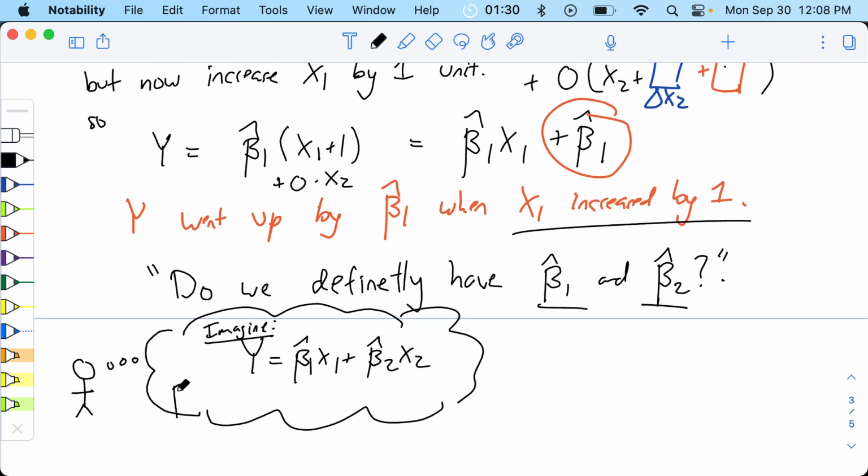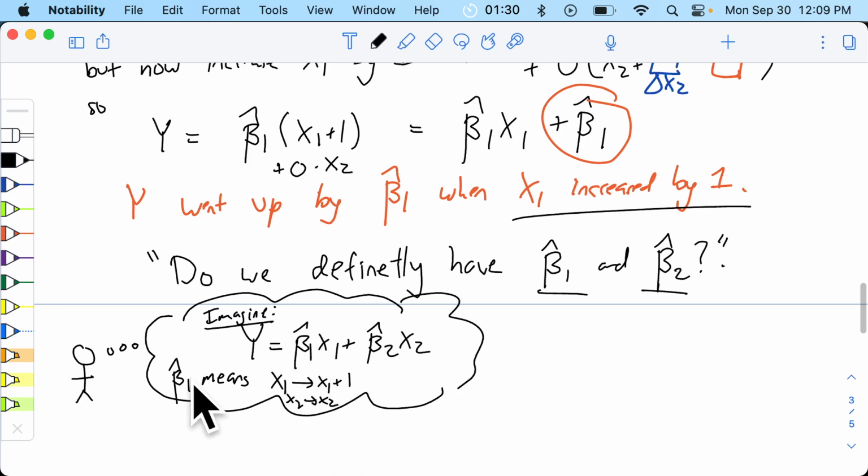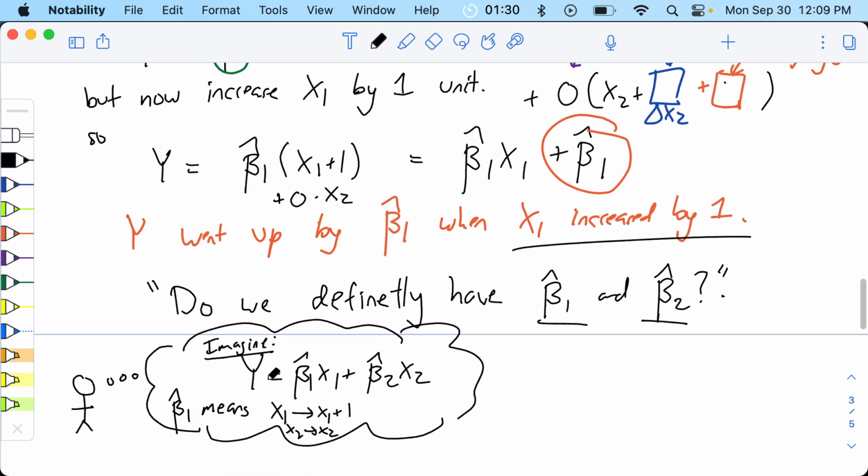So beta hat 1 means x1 goes up by 1 and x2 stays the same. We can tell the difference by adding 1 to x1 and leaving x2 as x2. Then y goes up by beta hat 1. So very good, in this one, beta hat 1 is the red arrow. Who is convinced by this argument?